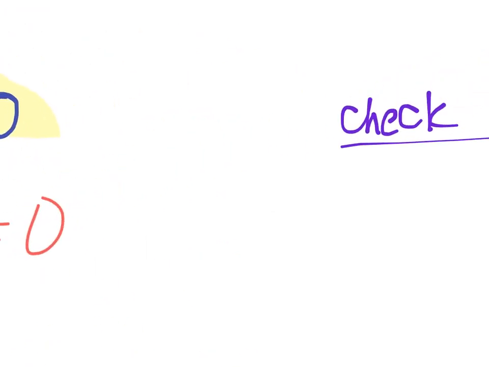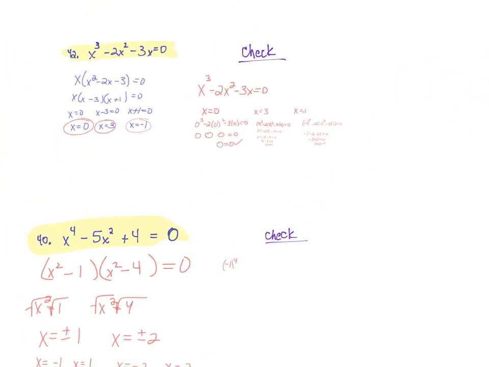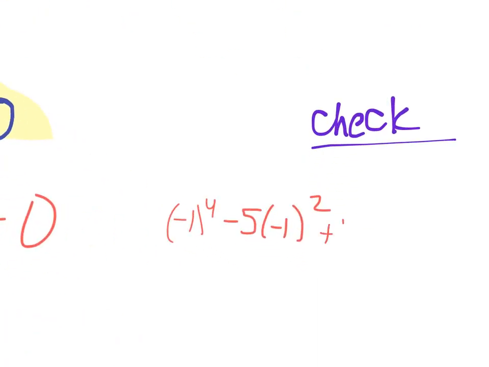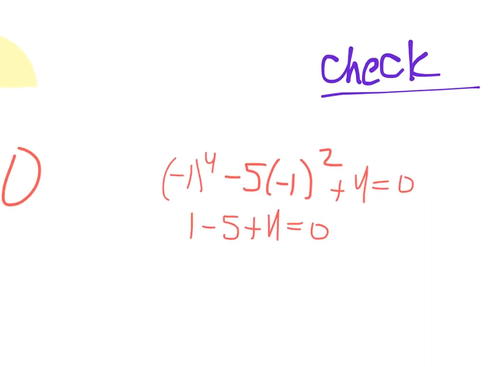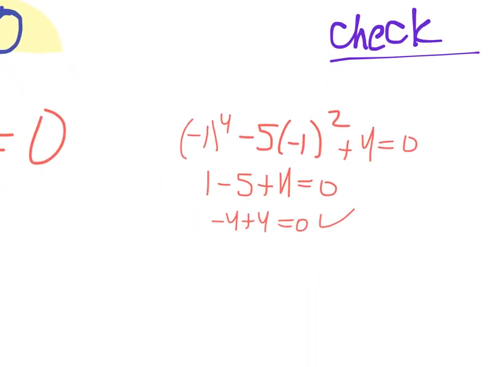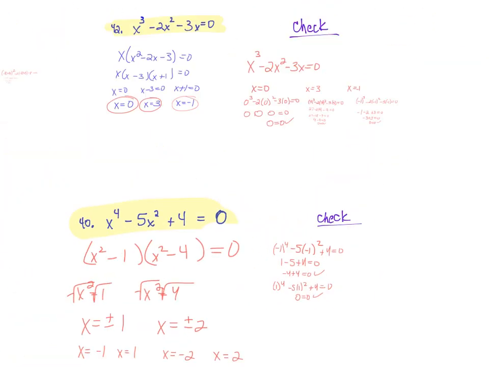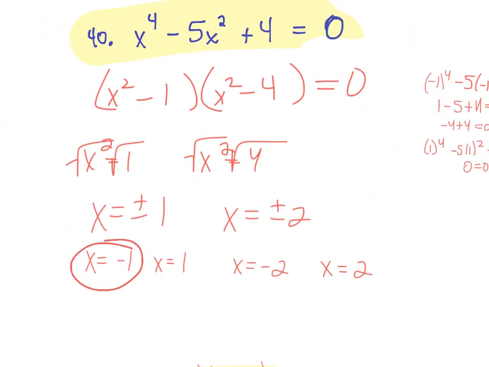It's not terrible. Negative 1 to the 4th minus 5 times negative 1 squared plus 4. Does that equal 0? Well, what's negative 1 to the 4th power? 1. What's negative 1 to the 2nd power? So 1 minus 5 plus 4 equals 0. What's 1 minus 5? Negative 4 plus 4. Does that equal 0? Yes. Okay, so what about if I plug in positive 1? It's the same thing. So I get 0 equals 0. So what did you guys just prove to me about positive and negative 1? They're both true.